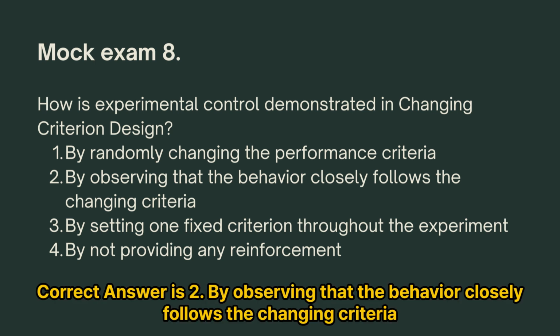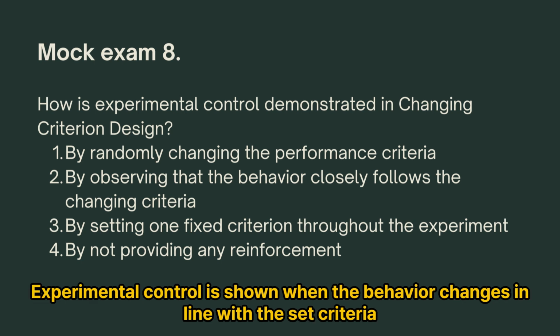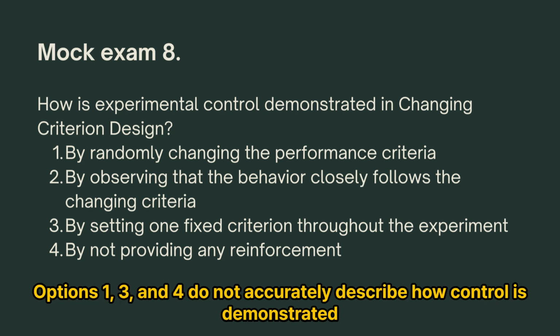Correct answer is 2. By observing that the behavior closely follows the changing criteria. Experimental control is shown when the behavior changes in line with the set criteria. Options 1, 3, and 4 do not accurately describe how control is demonstrated.